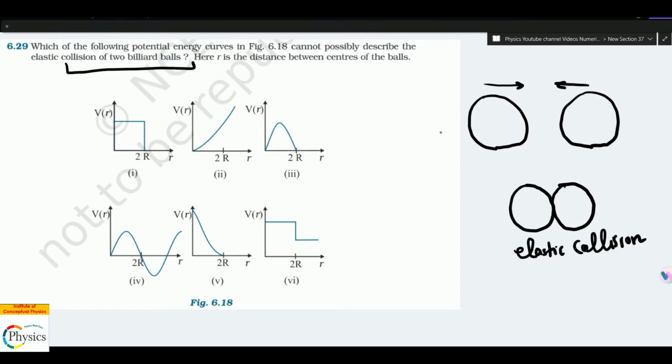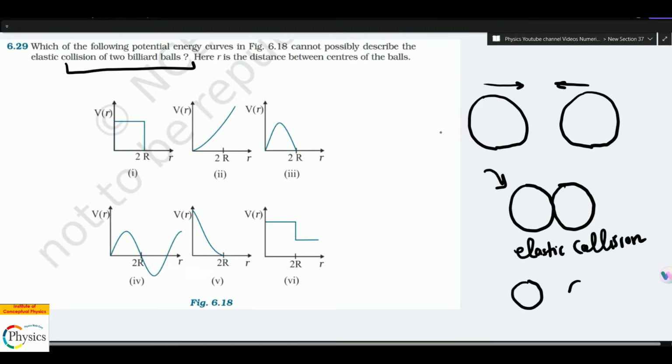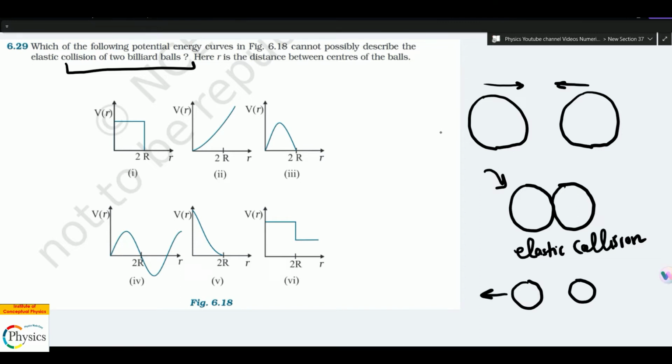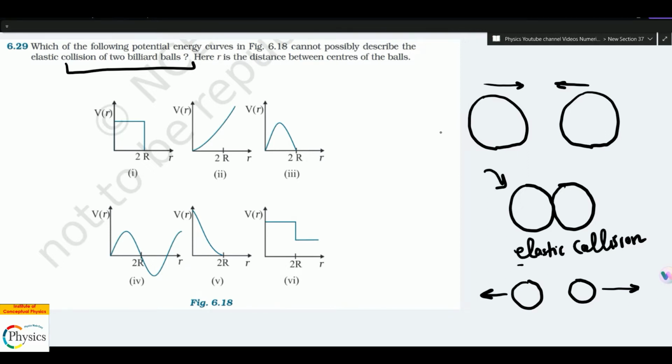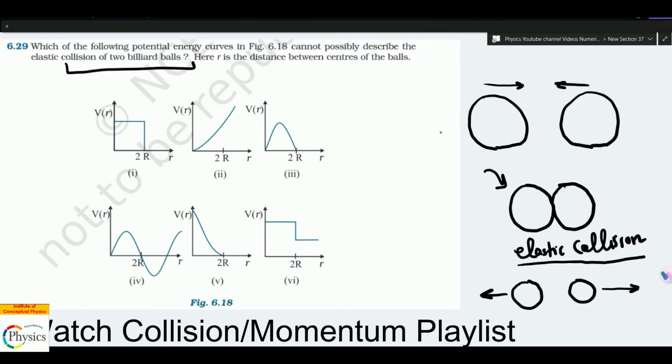Now what you're supposed to do is draw the potential energy graph. You have to identify which of the following graphs cannot describe the potential energy of this elastic collision scenario. So maybe the balls strike each other, so they're first approaching each other, they strike, and then they start moving away from each other, and there is a transfer of energy between the two balls. And if you understand elastic collision, the energy remains constant, the momentum remains constant, right?